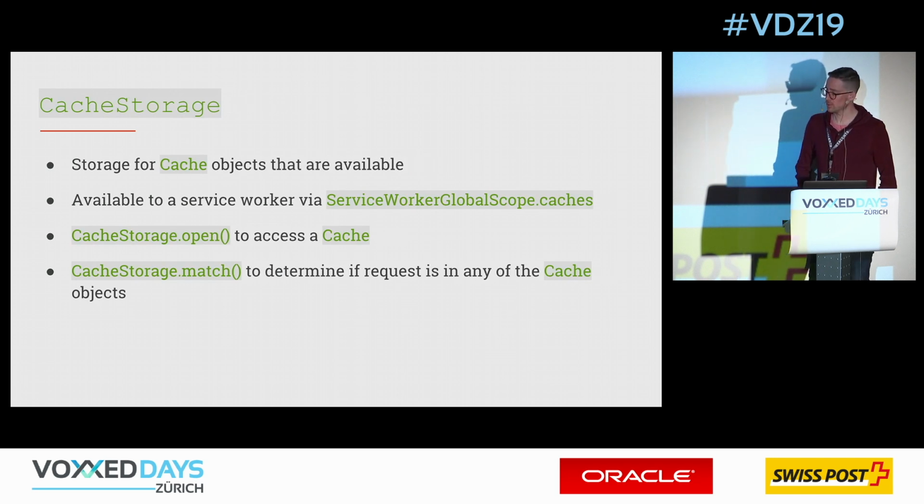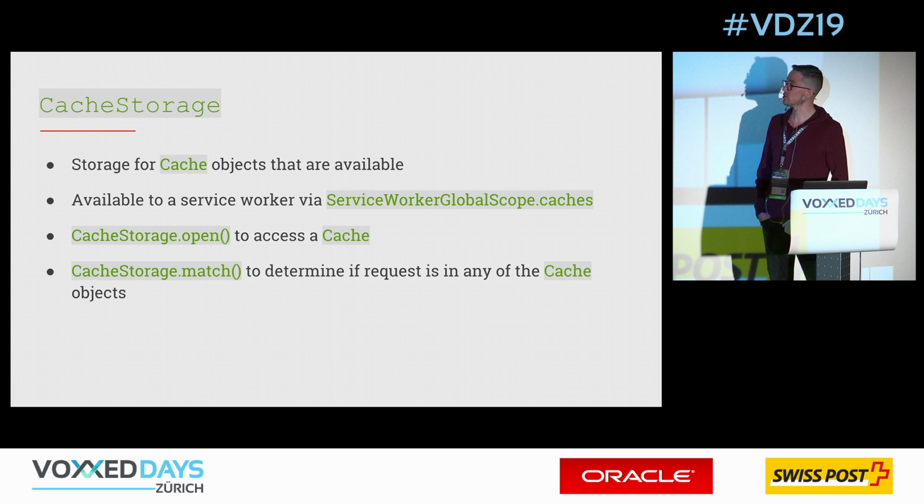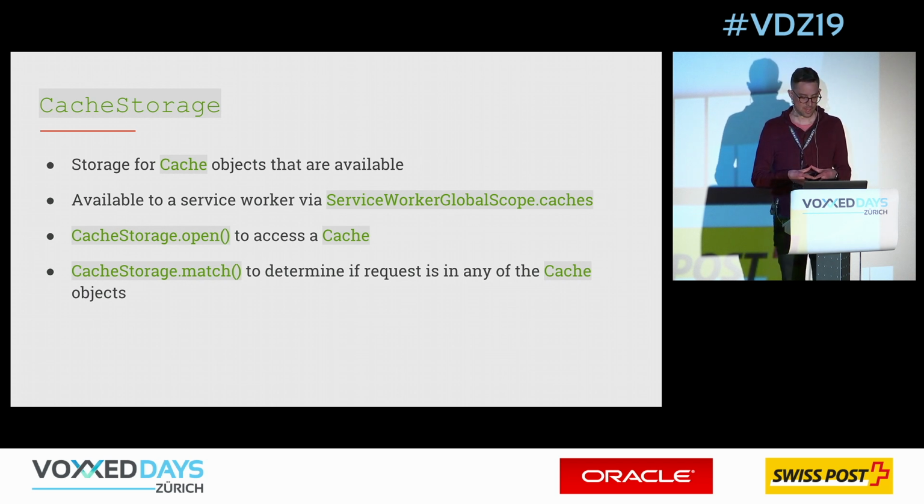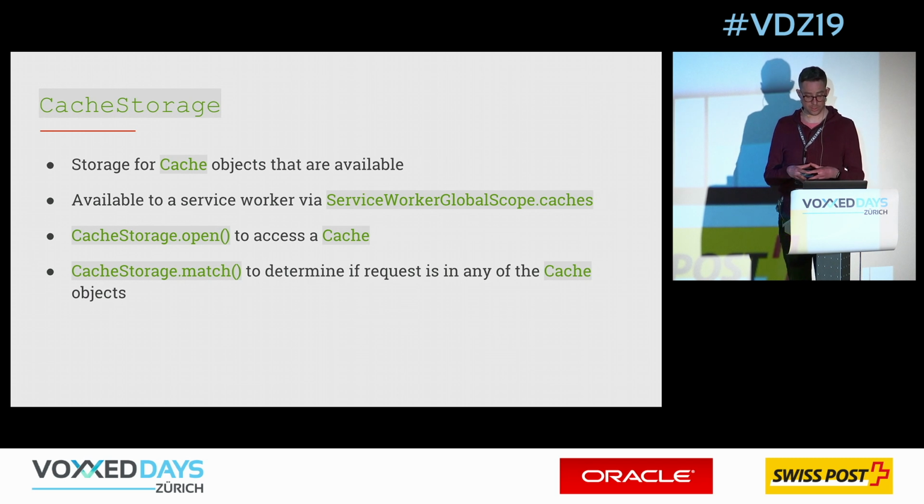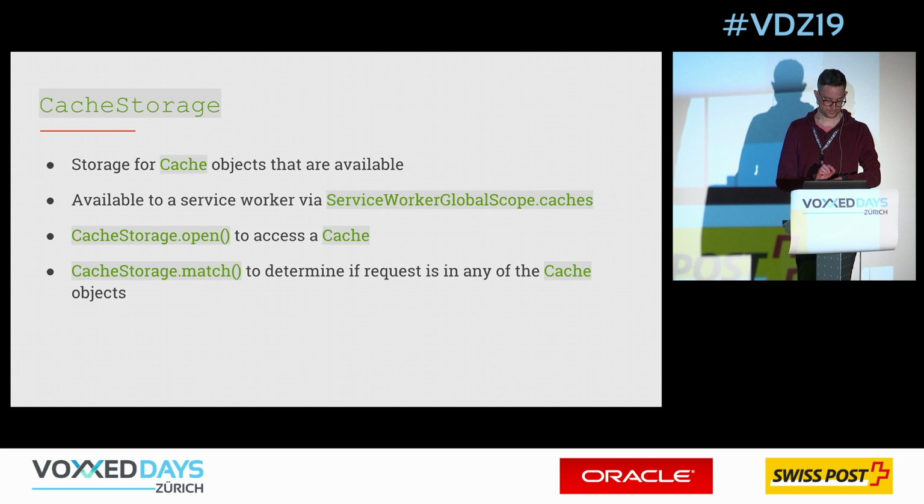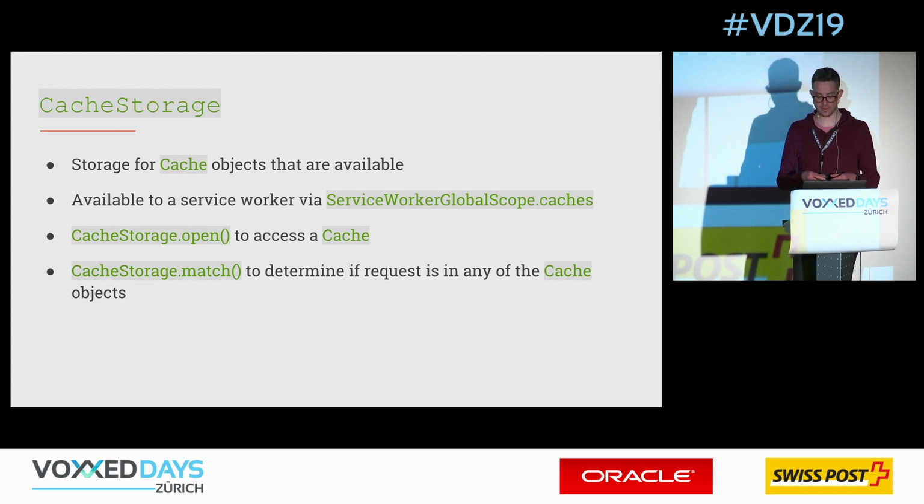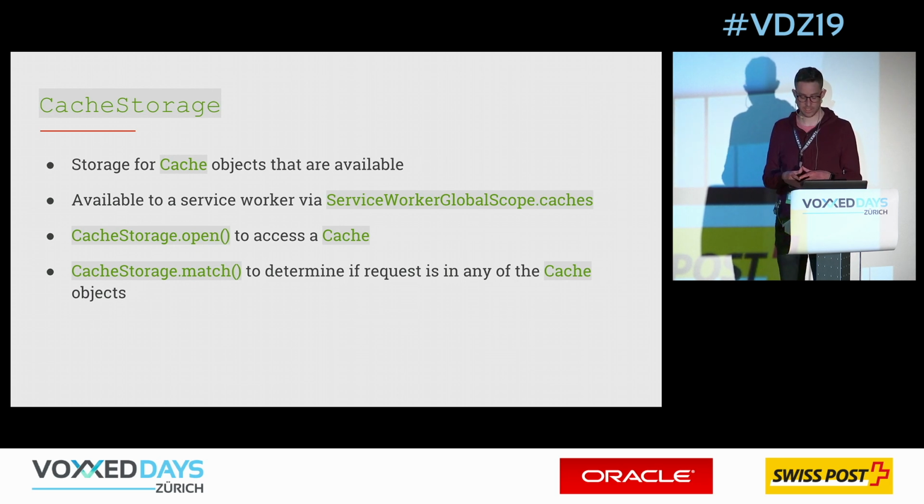So one of the classes that we're going to be working with is called the cache storage. The cache storage enables us to store cache objects, and these cache objects are going to be pairs of requests and responses, so that way we can cache the data that our application fetches. They're available to the service worker, like I said, via this caches property inside this global scope. And we'll use the open method to access a cache, and then there's also a match method that we can use to determine if a request is in any of the cache objects.